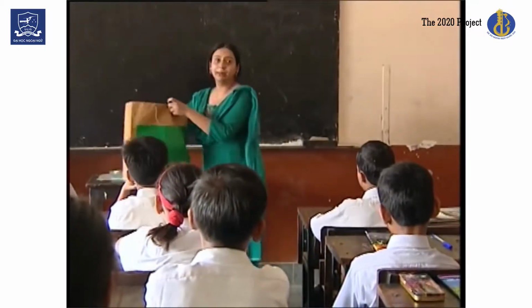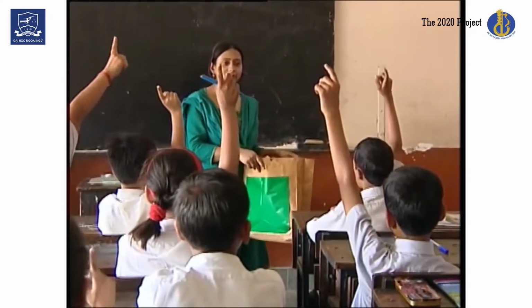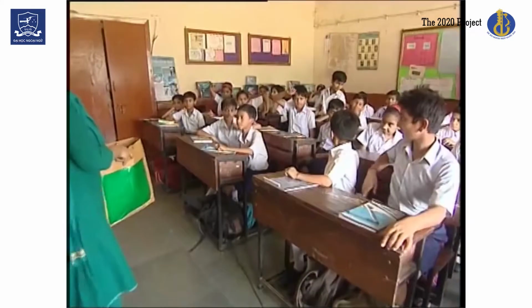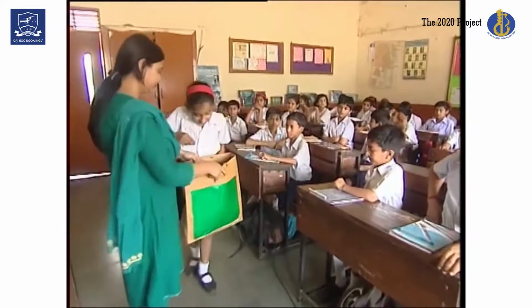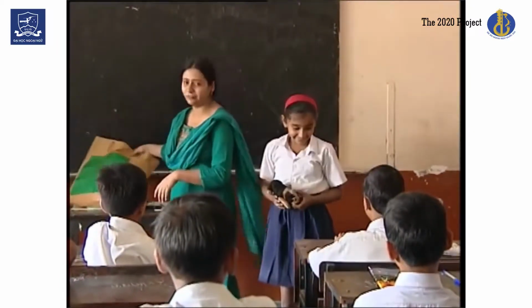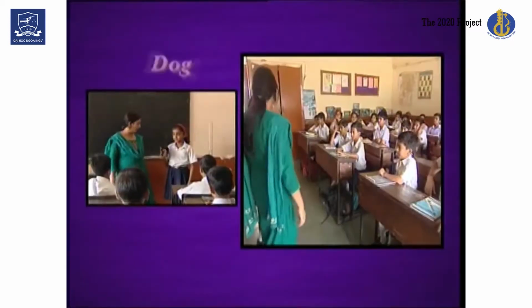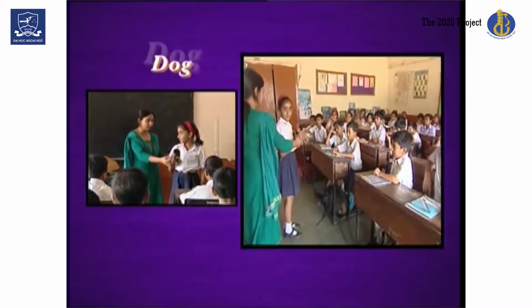Now I would like some other child of this class to come over here and pick. You please come. Come this side. Oh, so what has she got for us? Dog. Dog. So please come forward and speak few lines on this dog.